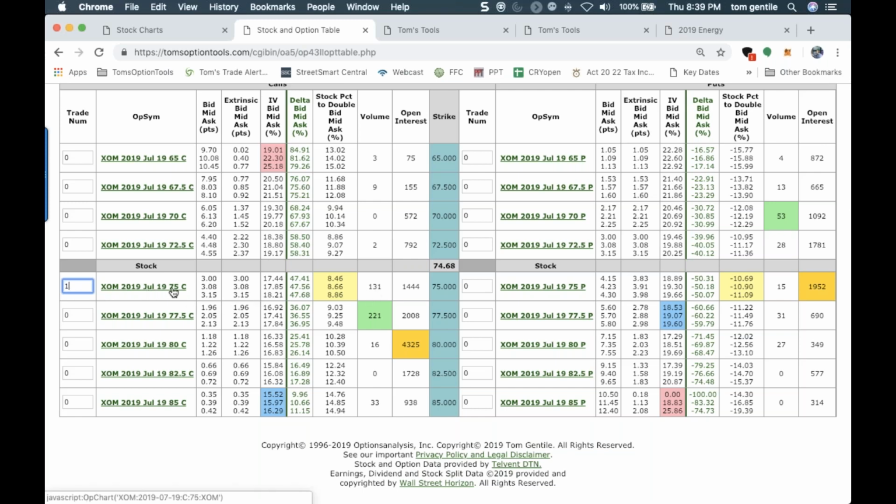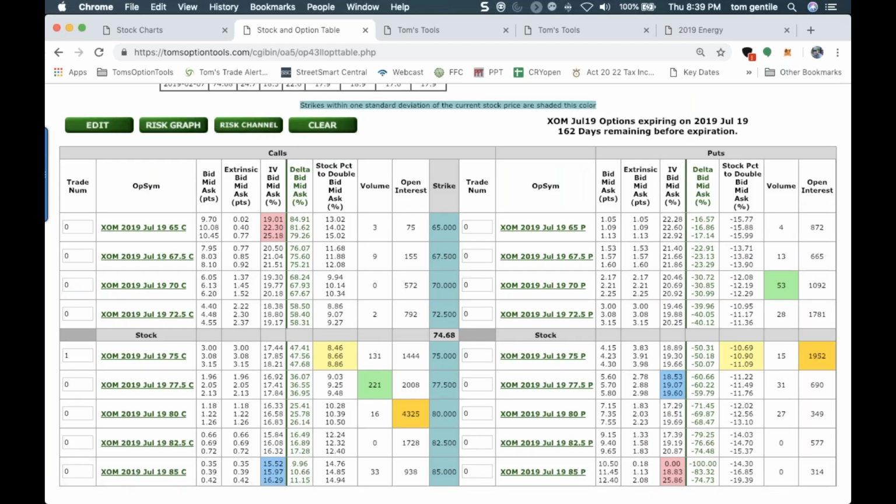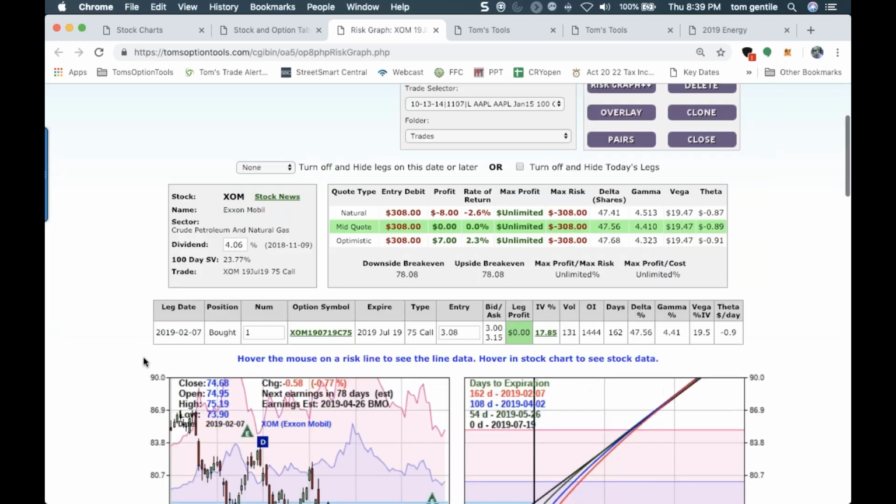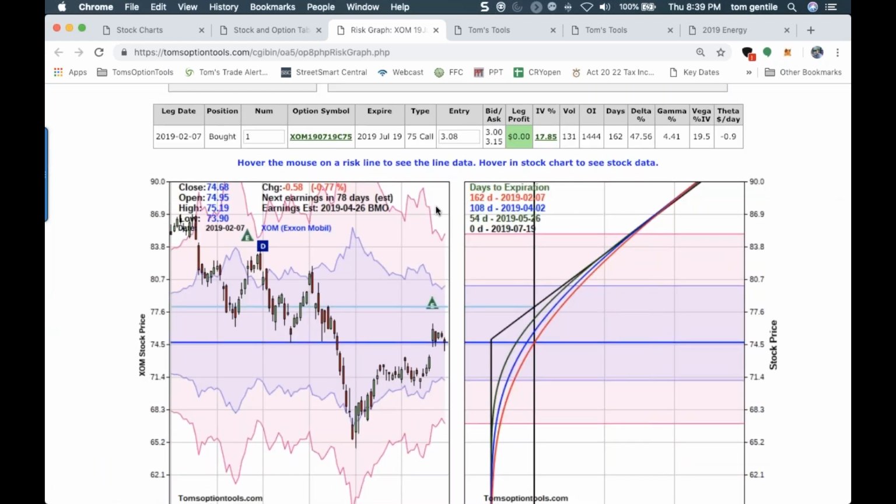If I paid $3 for this July 75 call, which I'm going to go in and show you what it looks like on the risk graph by buying one. Hey, if I sing that, Tom, I'm going to have to pay a royalty, so I might have to back off on that. What kind of answers are you getting? Are we getting the right answer?